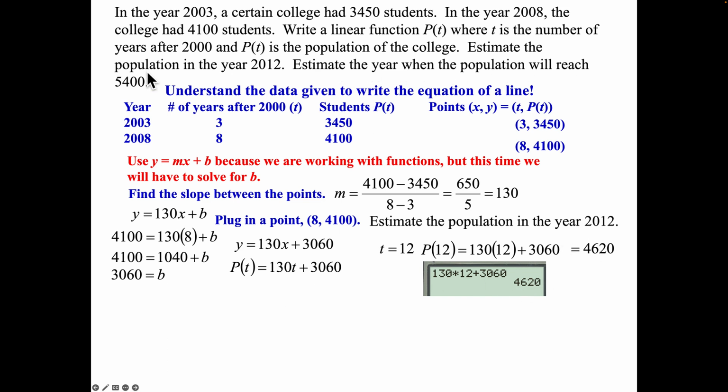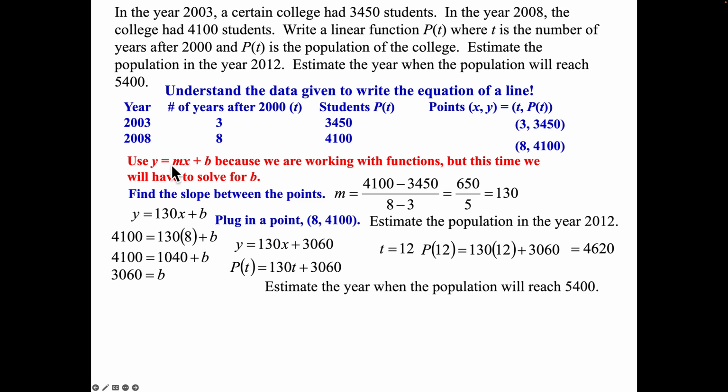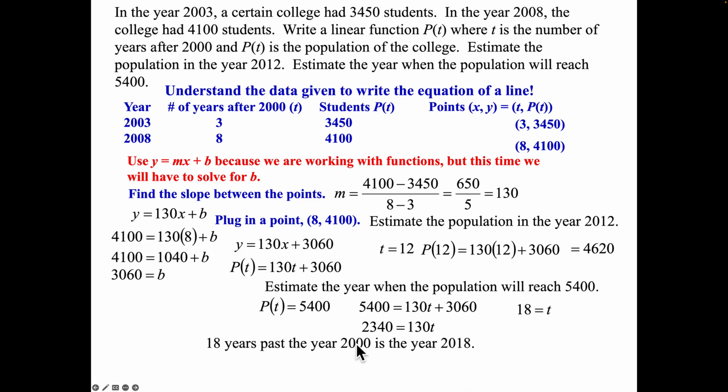Estimate the year when the population will reach 5,400. Okay, that's P of T. 5,400 equals 130t plus 3,060. Subtract over the 3,060. That's 2,340. Divide by 130. T is 18. That will be the year 2018.